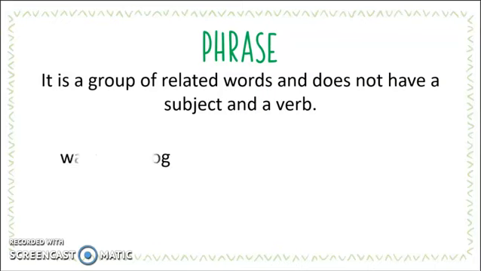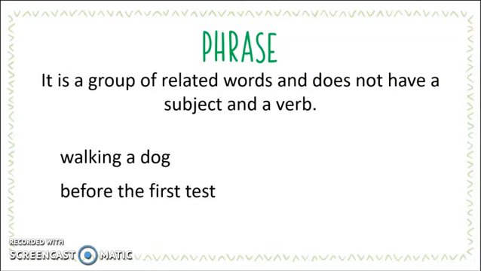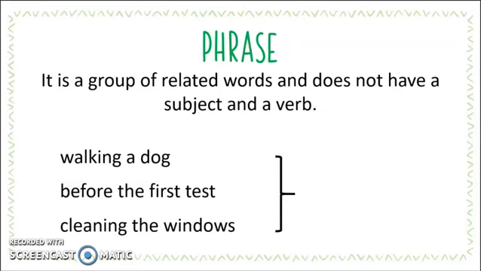For example, walking a dog. Can you see any subject or verb in this group of words? There's none. Another example, before the first test. Is there a subject and a verb in this group of words? There's none, right? How about the last one? Can you see any subject or any verb in this group of words? There's none also. Therefore, these groups of words are phrases.